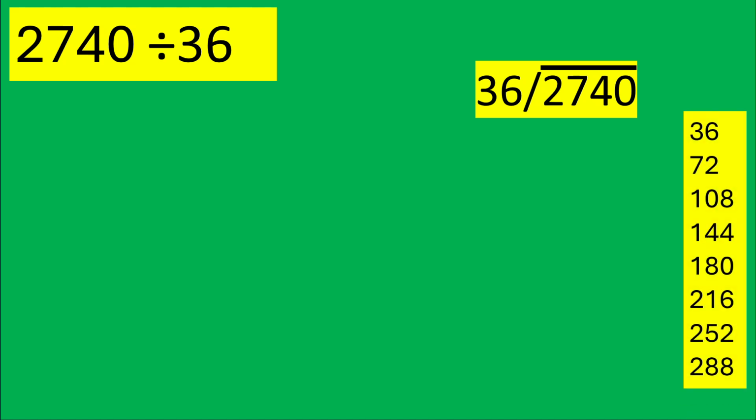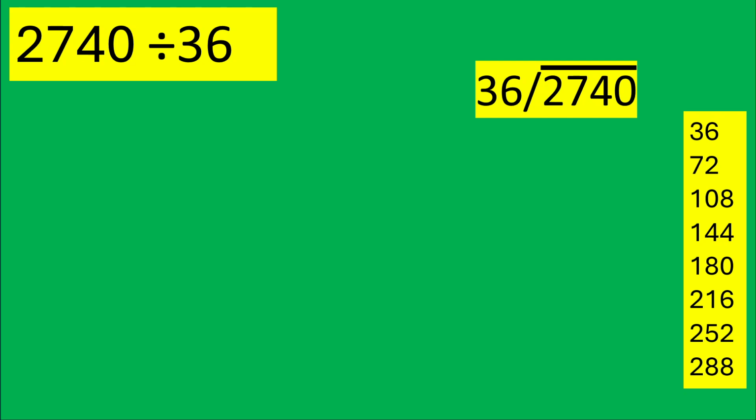For example, we have 2,740 divided by 36. 2,740 is our dividend and 36 is our divisor. We will use the multiples of 36 as our guide. 36, 72, 108, 144, 180, 216, 252, 288, and so on and so forth.